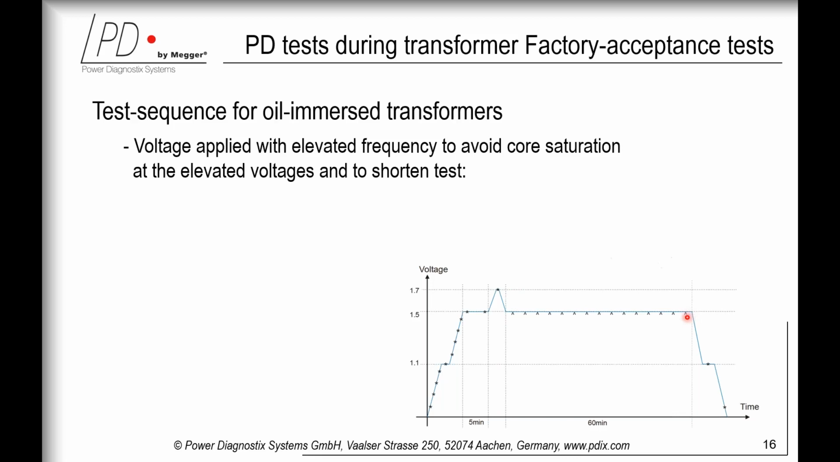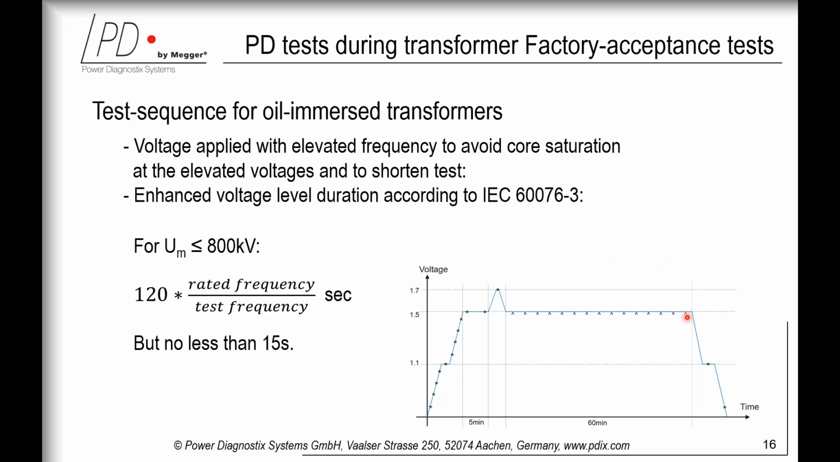The voltage is applied with an elevated frequency to avoid core saturation at the elevated voltages. Also, the elevated frequency shortens the time the enhanced voltage level has to be kept. 3 different requirements exist here. First, the enhanced voltage level duration according to the IEC 60076-3 for any transformer with a maximum rating below 800 kV. Here it's again this written formula, but no less than 15 seconds. For any transformer above this 800 kV maximum voltage, it's this formula, but no less than 75 seconds.